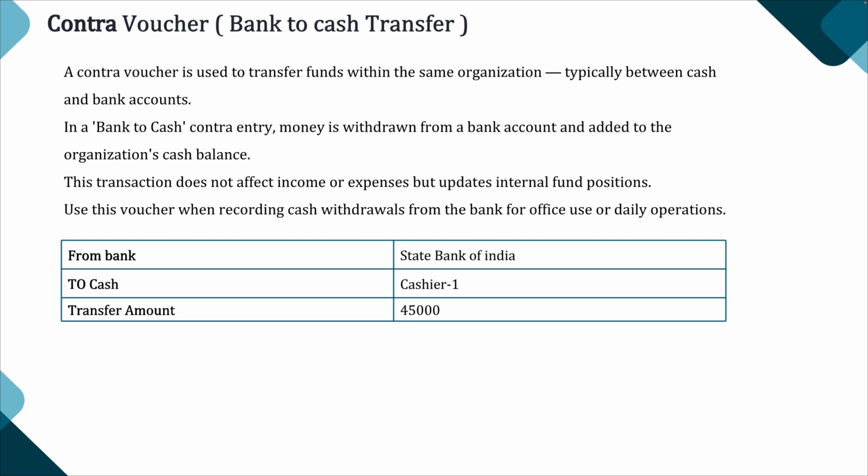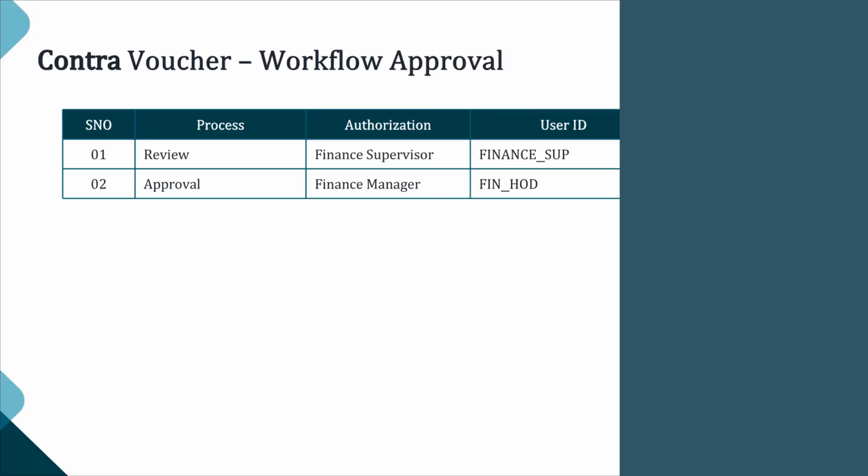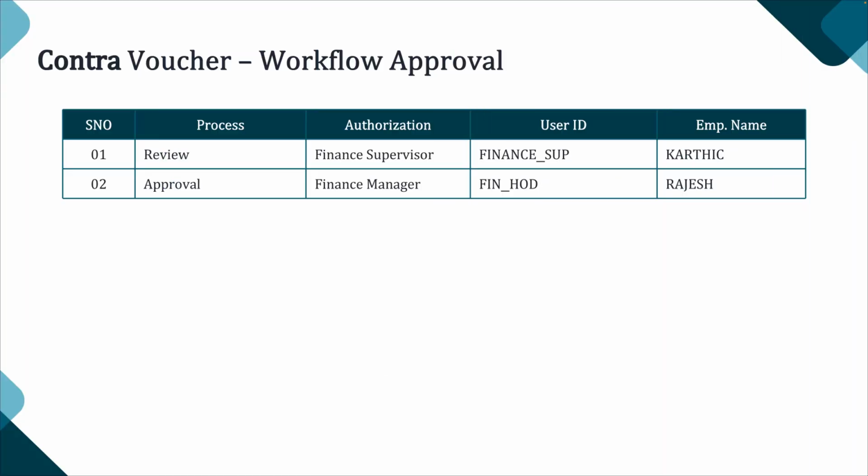Use this voucher when recording cash withdrawals from the bank for office use or daily operations. Let us take an example entry. From bank as State Bank of India to cash as Cashier 1. Transfer amount is 45,000.